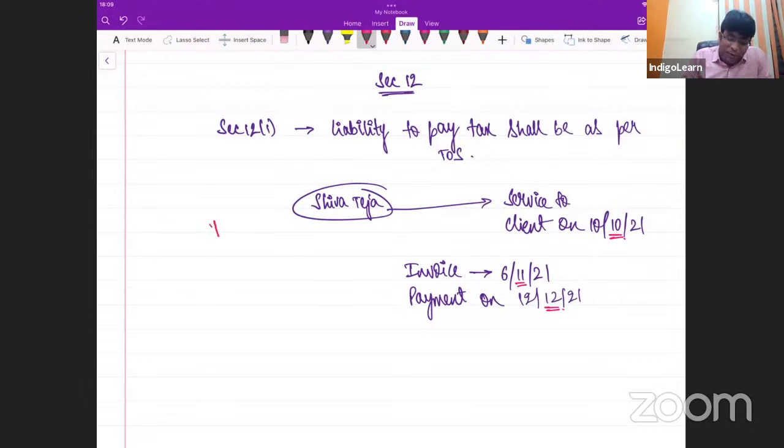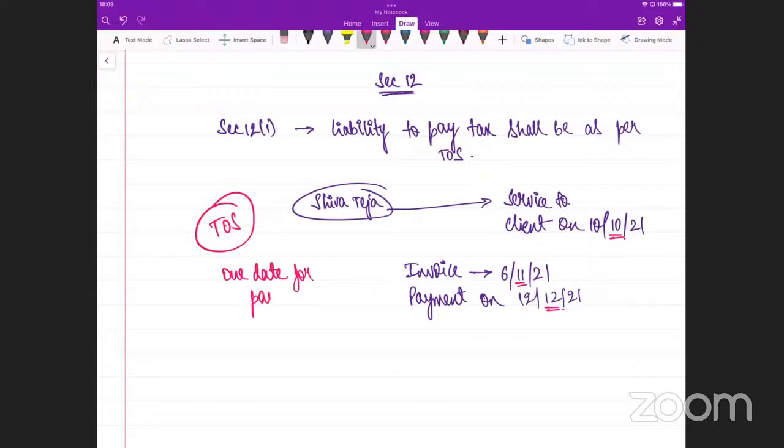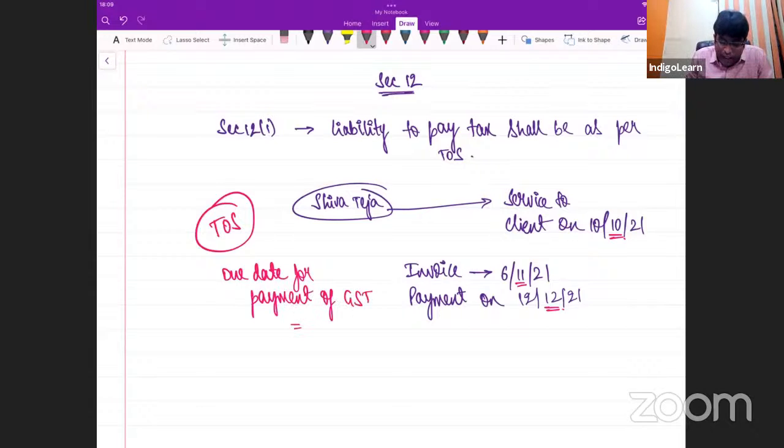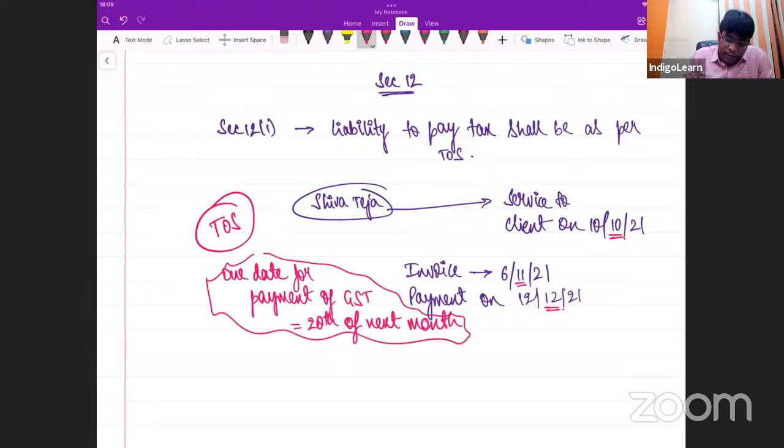So it is very important to know what will be the time of supply and why it is important. The reason why it is important is something like this: the due date for payment of GST, I repeat, the due date for payment of GST is always 20th of next month.